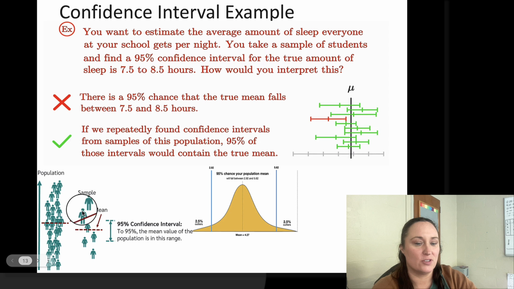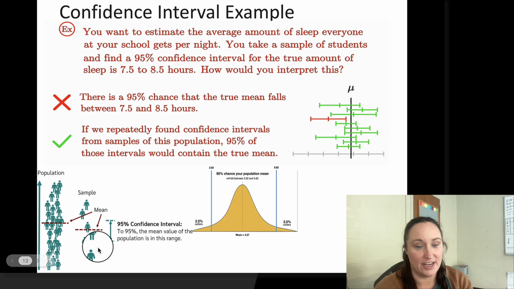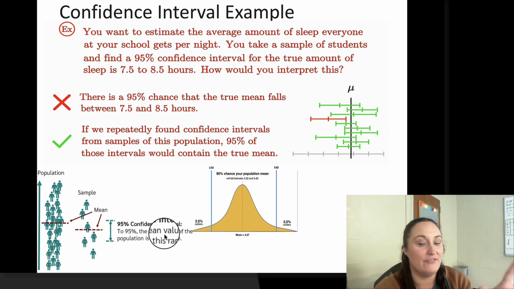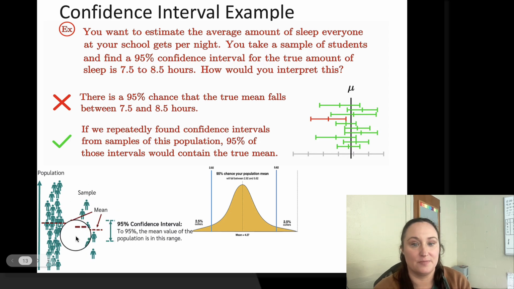So if you look at these people here, here's our population, and we got our representative samples. Here's one study. Each one here under sample is a different study, okay? And we are trying to find the true mean, and this is saying that we have a 95% confidence that the true mean is somewhere in this range based on all these studies.